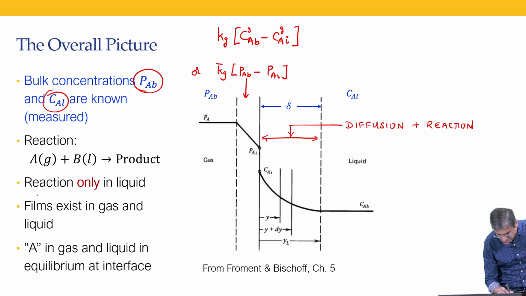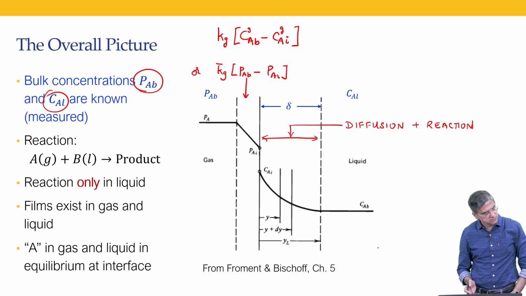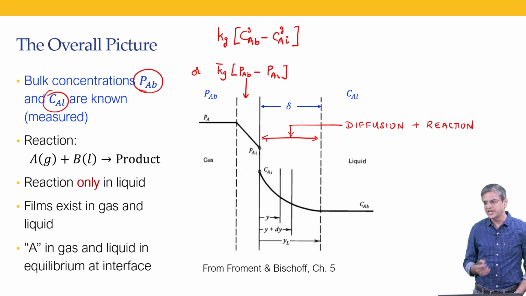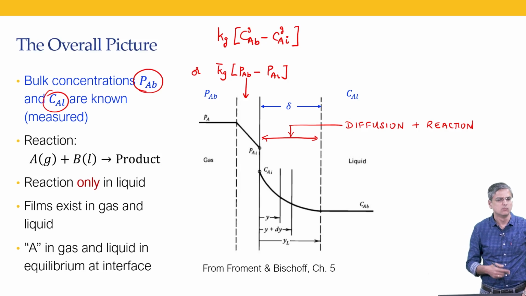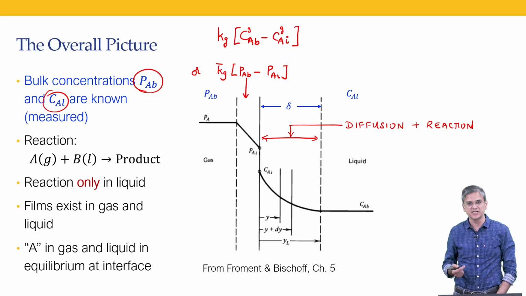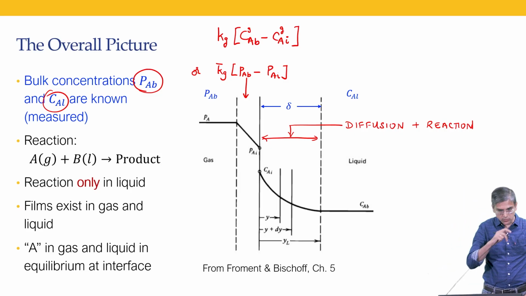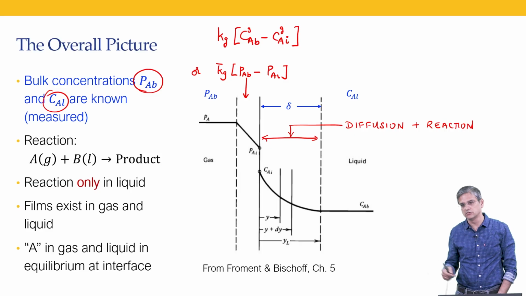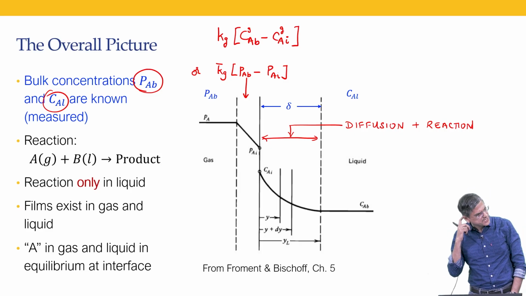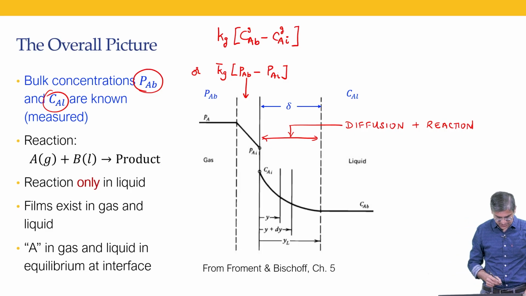Now, reactions happen only in the liquid, or only in phase 2. It is an assumption. It could very well have happened in phase 1 as well. It is extremely rare that the reactions happen in both phases. Most of the time it is going to be the gas that dissolves in the liquid and the reaction takes place, or it will be A that dissolves from liquid 1 into liquid 2, and we usually have a good idea of where the reaction will take place.